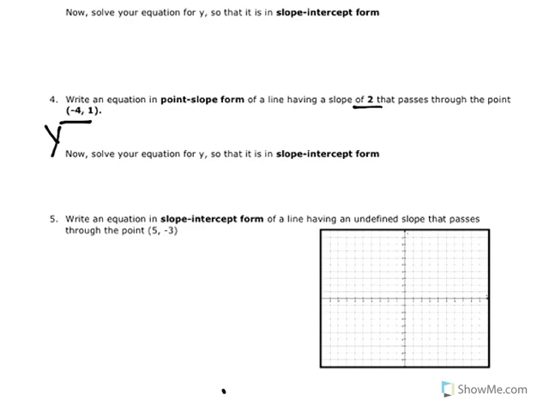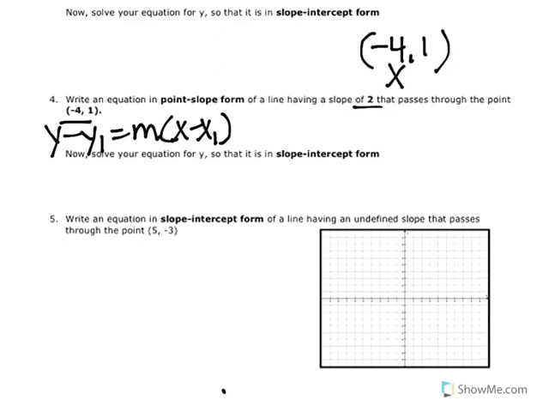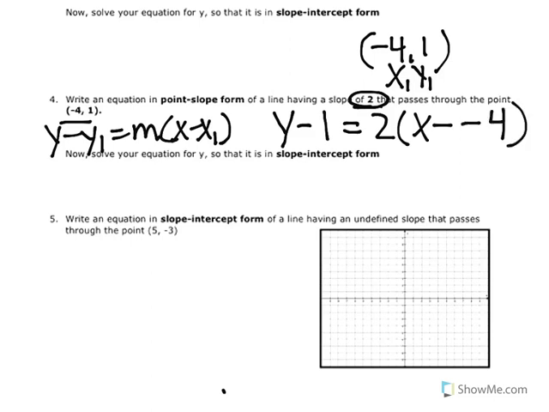It goes y minus y1 is equal to the slope times x minus x1. Now I want you to pay attention on this one because it's a little bit tricky. So we have negative 4 comma 1, and remember those points are x1, y1. So on our point slope we always start with y minus. So y minus y1 is y minus 1 is equal to the slope, and we have a slope of 2 times x minus, x minus negative 4. Okay, I don't want you to forget that it's x minus negative 4.